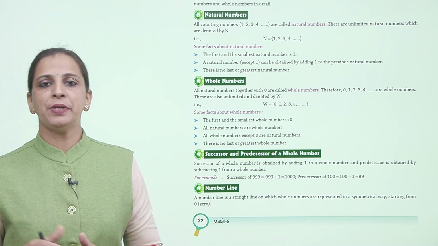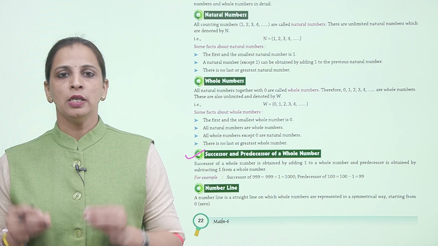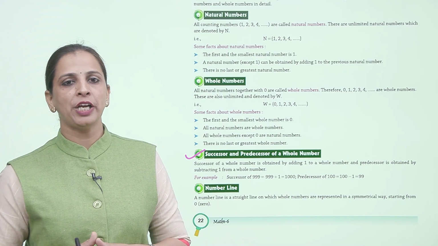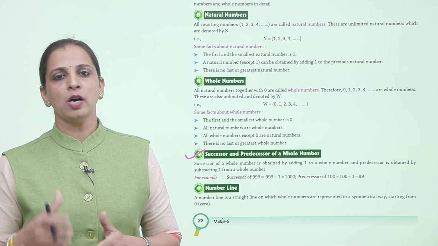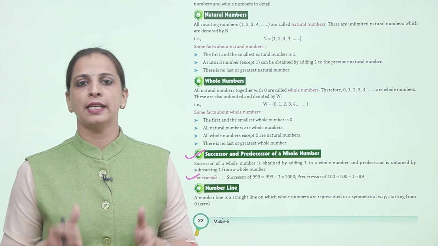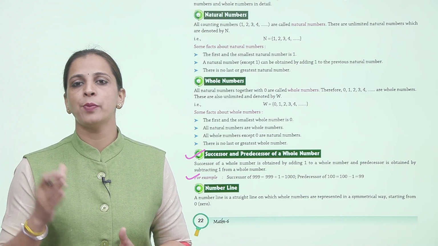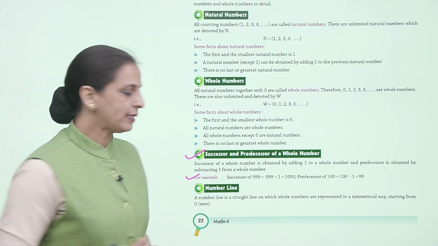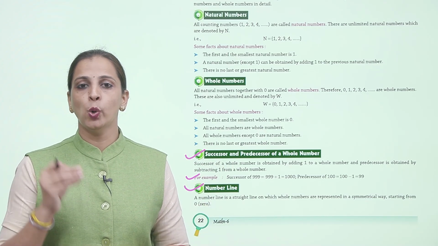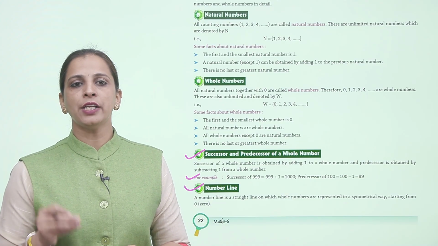Now, successor and predecessor of a whole number. Successor of a whole number is obtained by adding 1 to a whole number, and predecessor is obtained by subtracting 1 from a whole number. For example, successor of 999 is 999 plus 1 is equal to 1000. Predecessor of 100 is 100 minus 1 is equal to 99. Now next is number line. A number line is a straight line on which whole numbers are represented in a symmetrical way starting from 0.